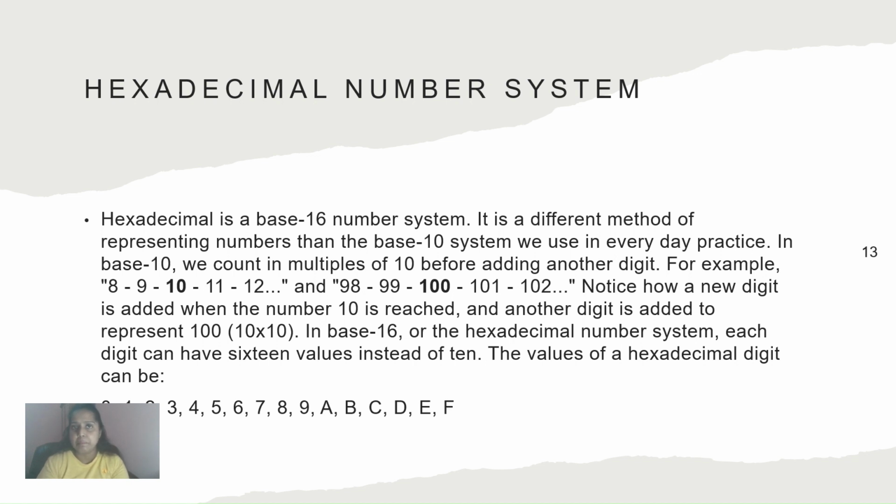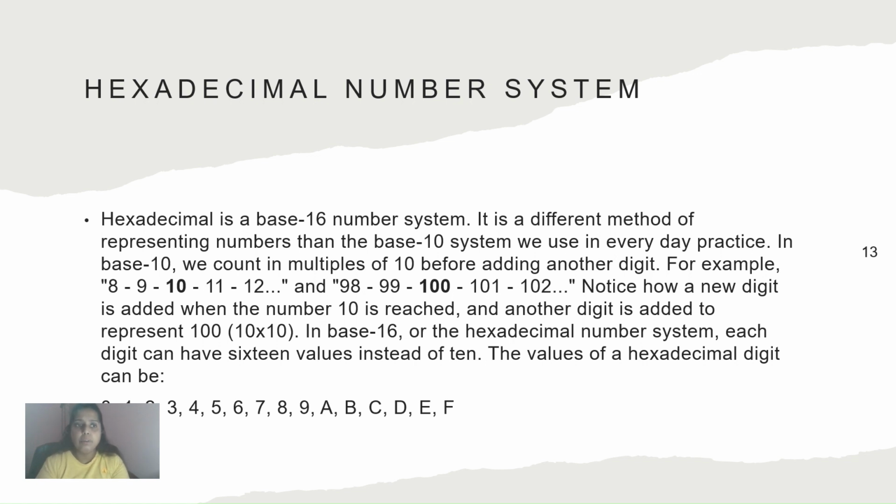Hexadecimal is a base 16 number system. Base 16, so when we represent numbers, we take 0 to 9 from the decimal number system, and in order to represent 10 to 15, we use English capital letters from A to F. That's the specialty of the hexadecimal number system. It is a different method of representing numbers than the base 10 system we use in everyday practice. In base 10, we count in multiples of 10 before adding another digit. For example, 8, 9, 10, 11, 12, like that, 98, 99, 100, 101, 102.